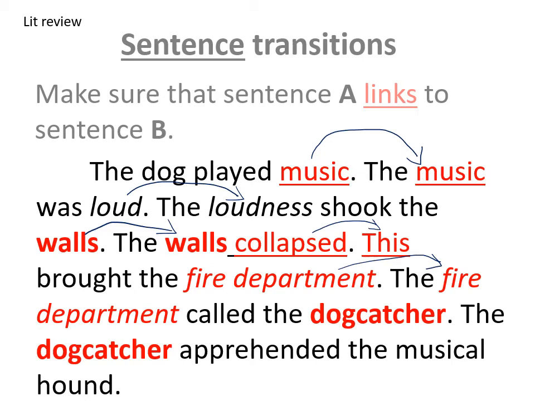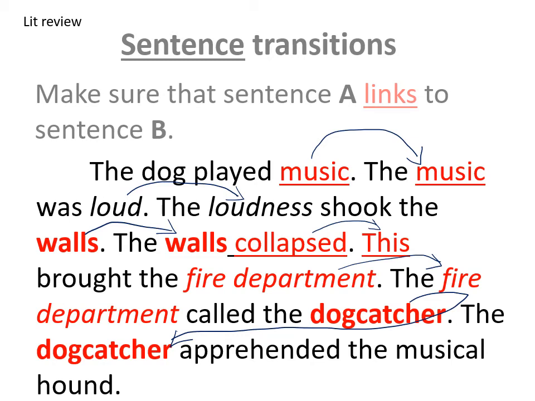The fire department called the dog catcher because, after all, the dog played music so loud that the walls fell in. And then we've got the dog catcher apprehended the musical hound. So this gives you an idea of what I mean by sentence transitions: it's clear that the first sentence relates to the second, the second to the third, to the fourth, to the fifth.